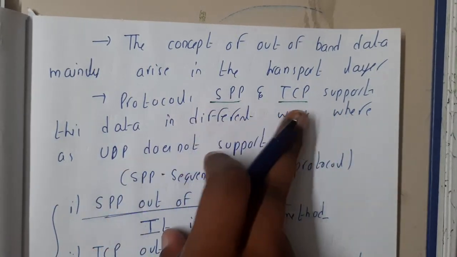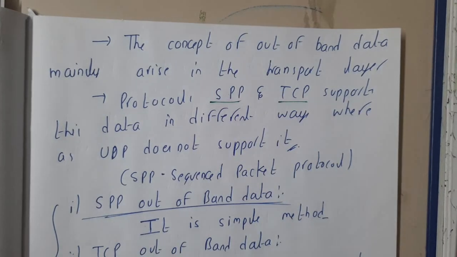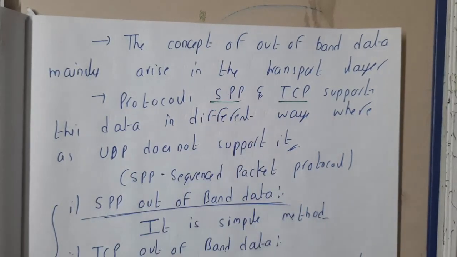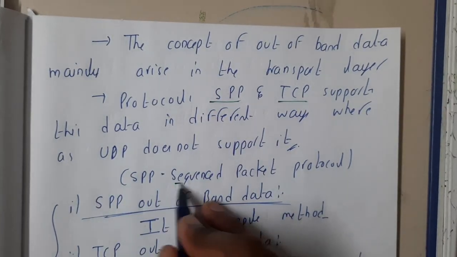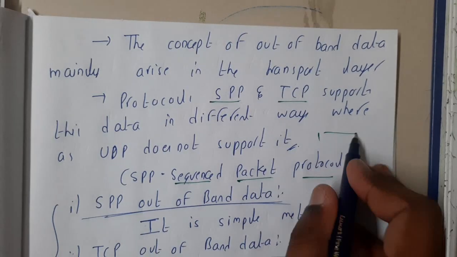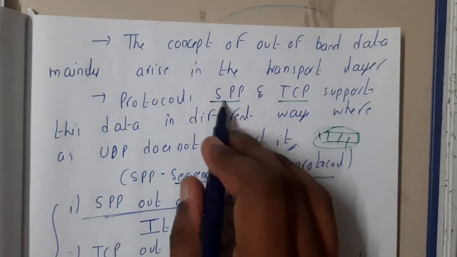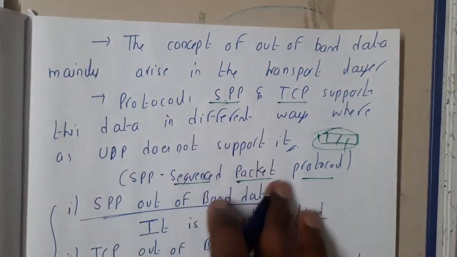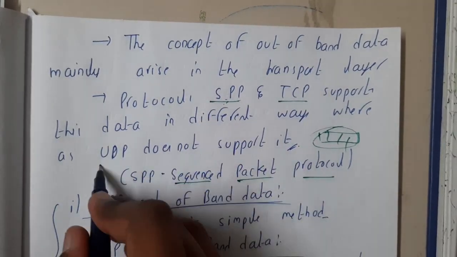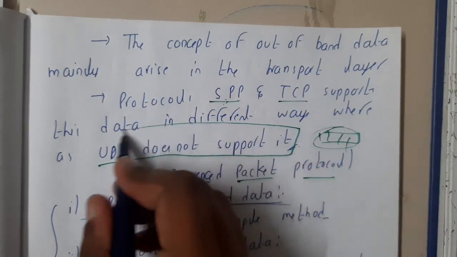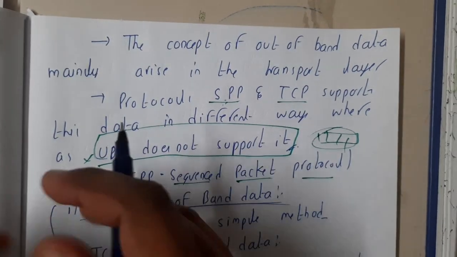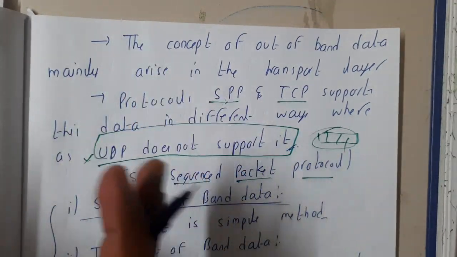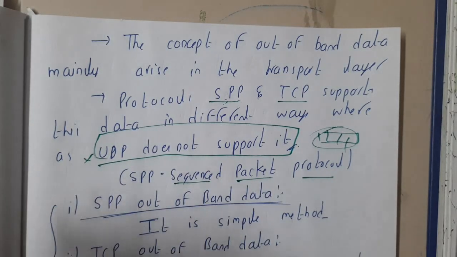We know TCP is the Transmission Control Protocol. But what is SPP? SPP is the Sequenced Packet Protocol. Here I told you, right, sequence. The same concept is applied in the Sequenced Packet Protocol, guys. These support out of band data in different ways, whereas UDP does not support it, because it is connectionless. There you directly send the packets over multiple paths, so there will be no chance of such issues.